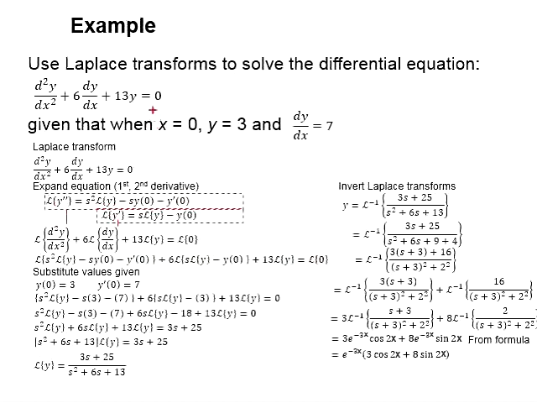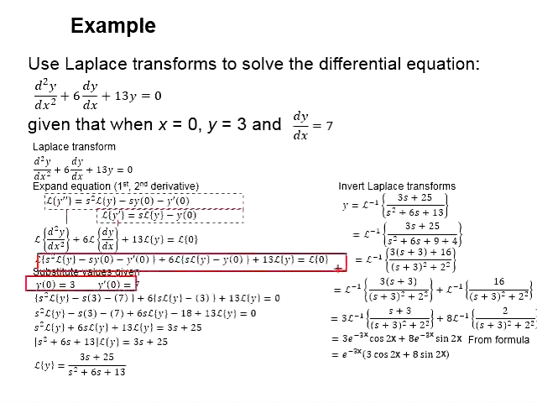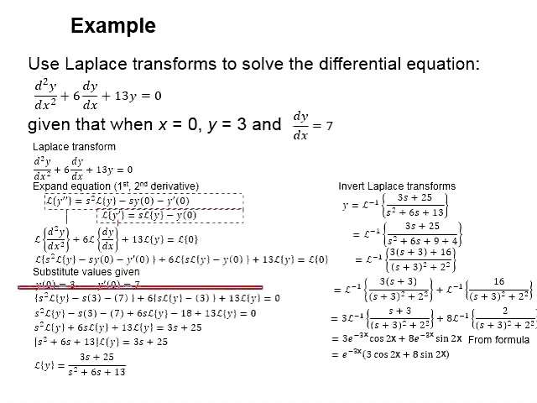Based on the information, when x is equal to 0, y equals 3, that means y(0) will be equal to 3. And when x is equal to 0, dy/dx equals 7, that means y'(0) will be equal to 7. Substitute this value into the functions here. You will get this.